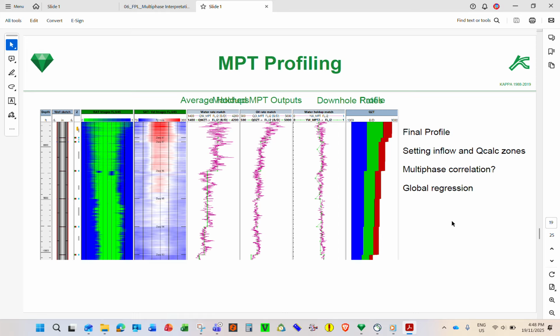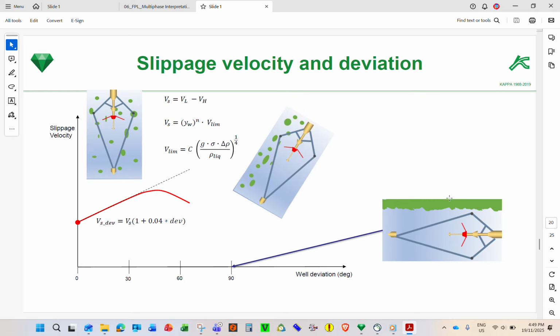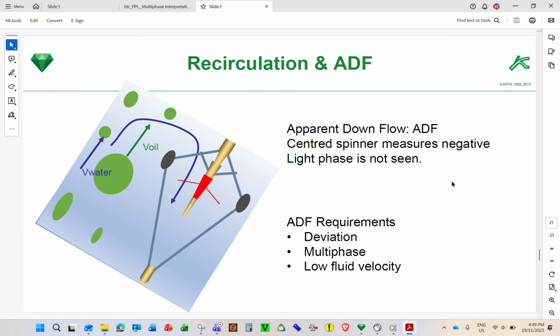So in the end it's the same. The result is similar, with a few different phases, but the data there is calculated using multi-clock tools. Now we do have a recirculation of ADF.